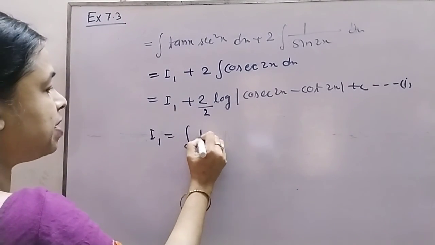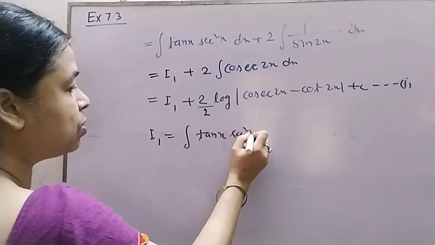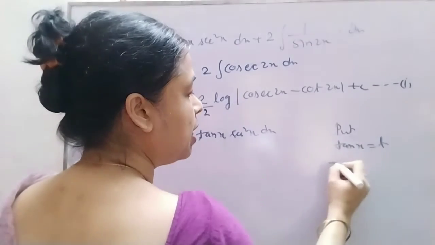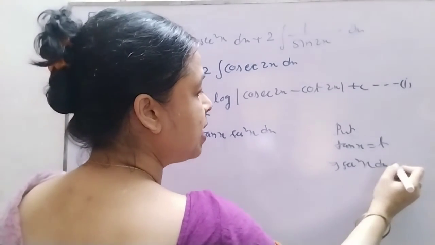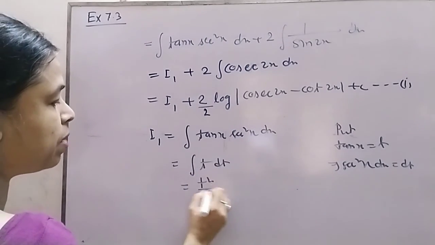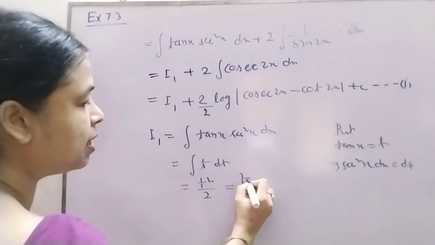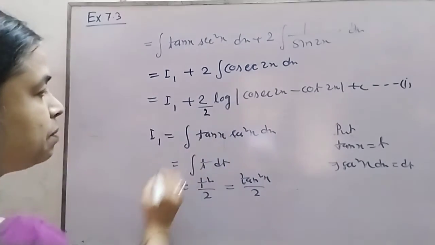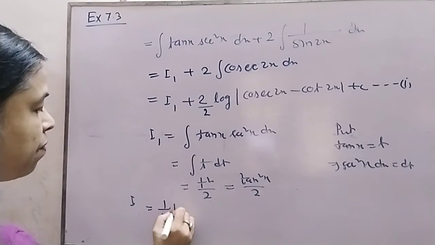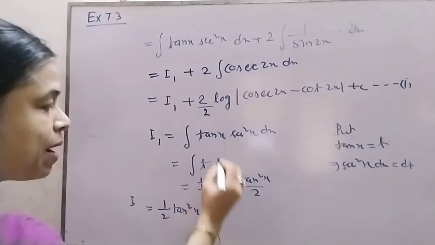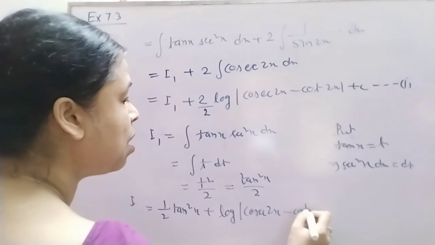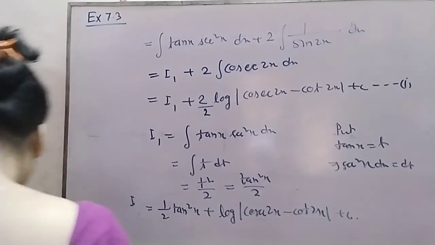I1 is equal to what? Integration of tan x into sec²x into dx. Put the substitution tan x equal to t. d/dx of tan x is sec²x, so sec²x dx equals dt. Use here, it is equal to integration of t dt. So t² by 2, right? t² means tan²x by 2. Let us go back to the original integral. I is I1, that is half of tan²x, plus the 2 by 2 can be cancelled out, log of modulus of cosec 2x minus cot 2x, plus c.